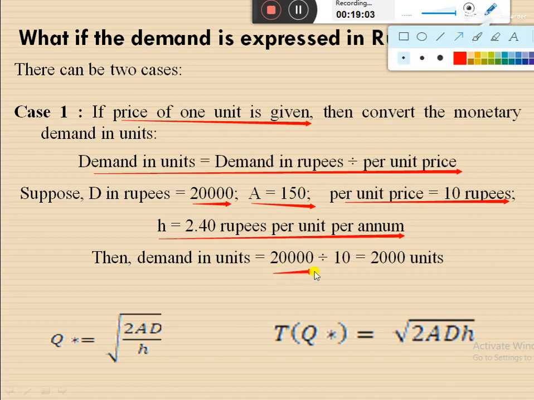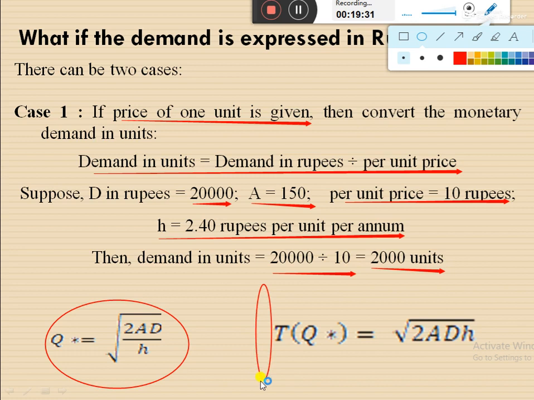So total demand in rupees divided by per unit price is equal to 2000 units. After converting demand in terms of units, we can further calculate economic order quantity by using this formula, as the information is given in this question. Similarly, we can calculate total annual inventory cost by using this expression, as the values of A, D and H are given, so it is very easy to calculate the value of TC.